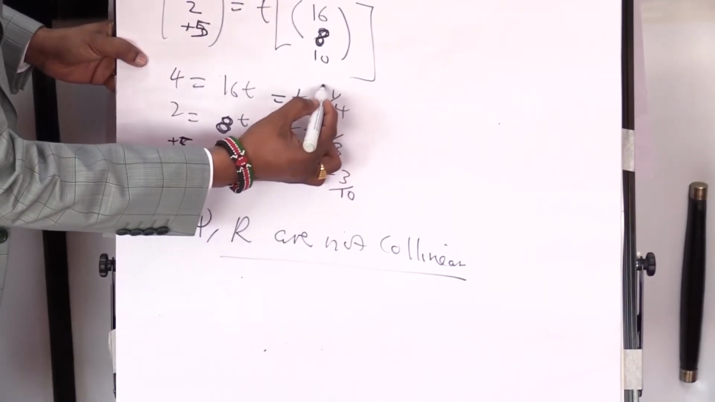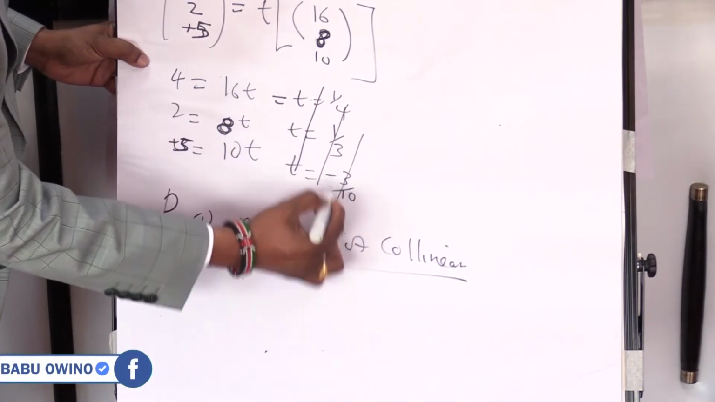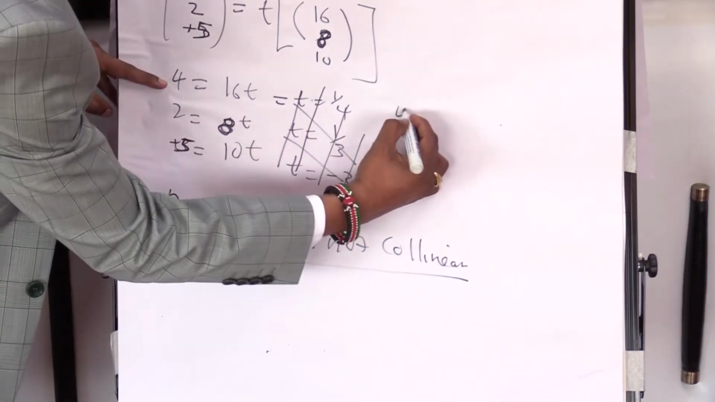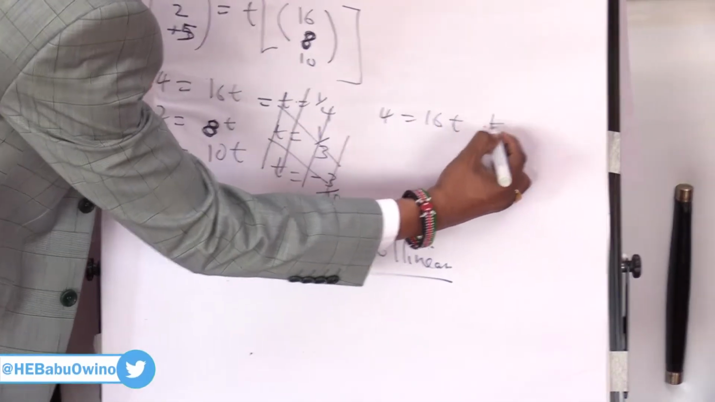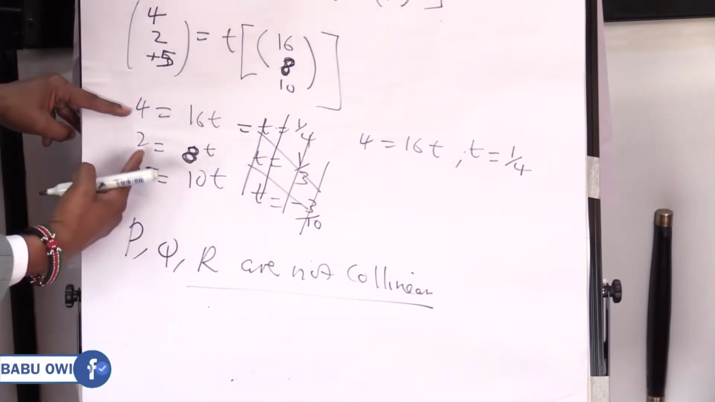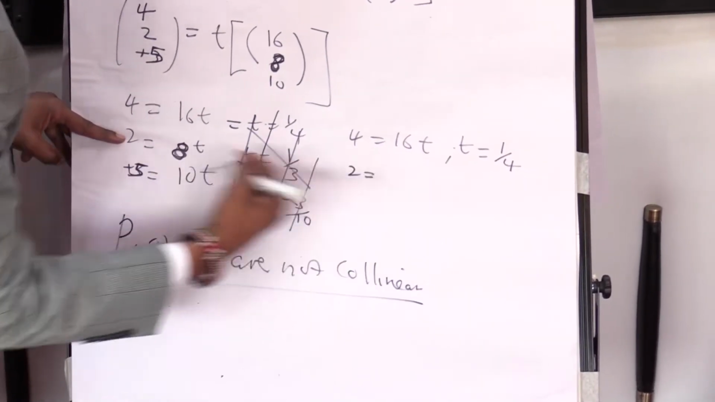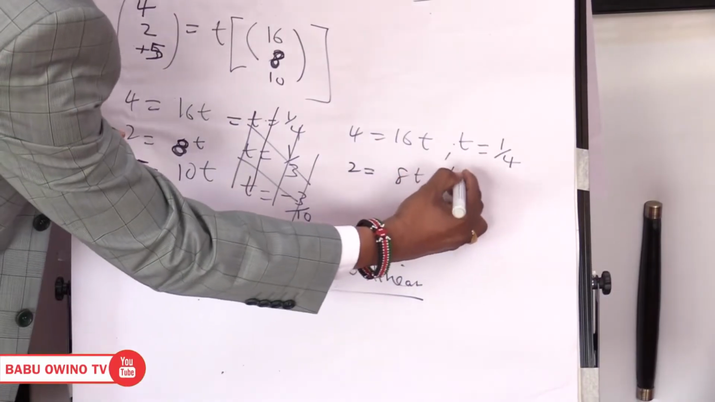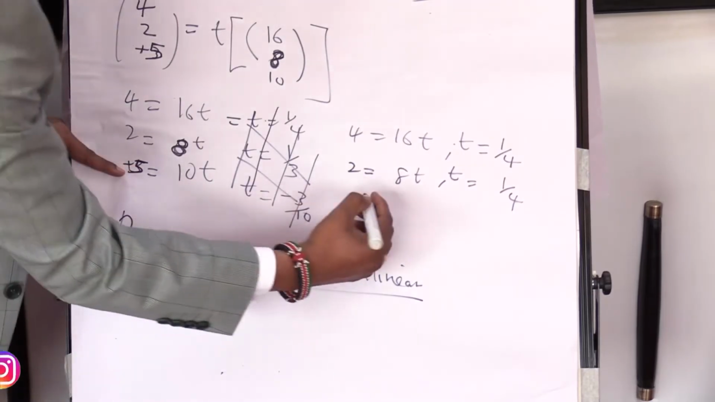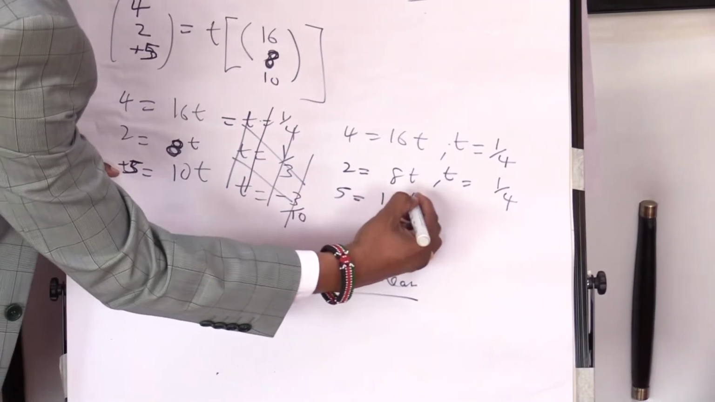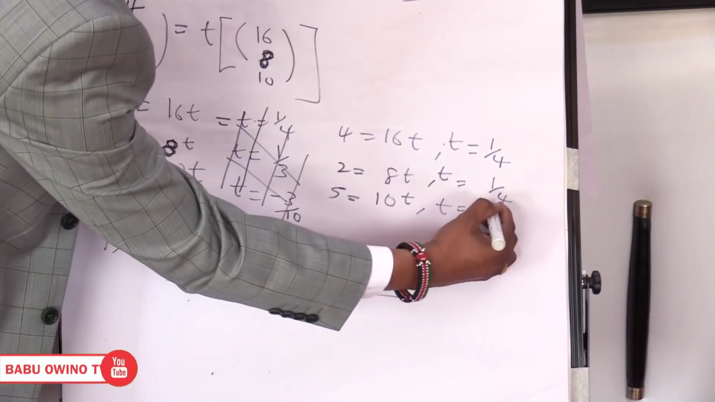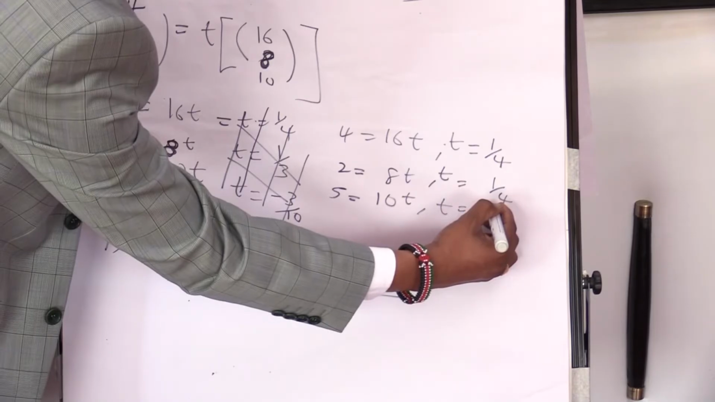So in our case, they are going to be the same. Let's check. 4 equals 16t, so t equals a quarter, that is 4 over 16. Then here 2 equals 8t, t equals a quarter. Then lastly 5 equals 10t, so t equals 5 over 10, which is a half.